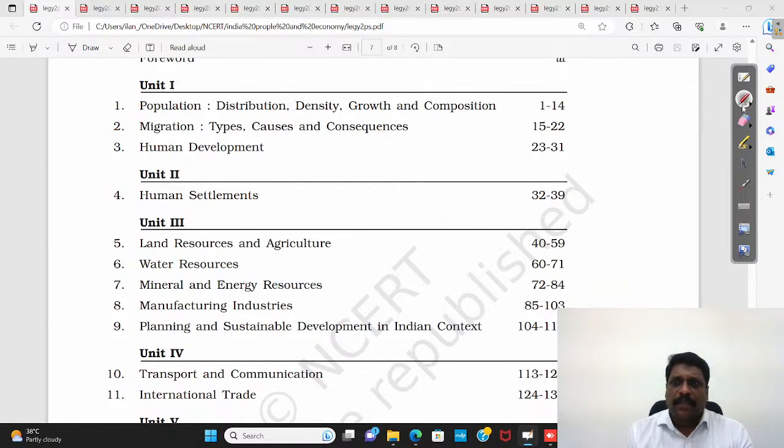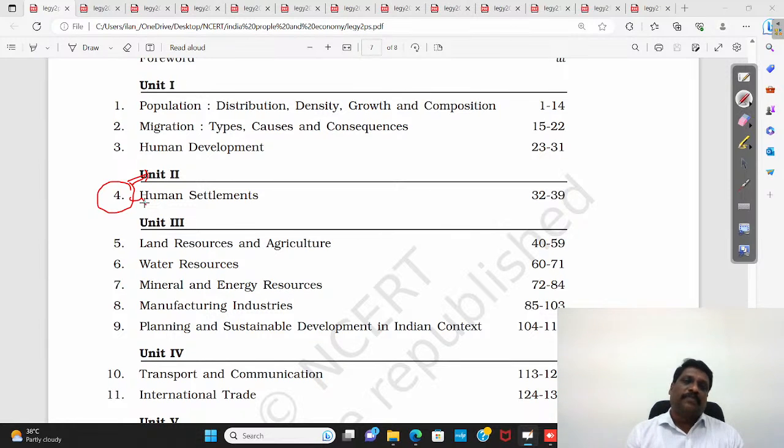So what we'll do in Unit 1, we'll discuss some of the concepts with respect to population and migration. And when it comes to human settlement, we'll try to understand the different types of human settlement. What do you mean by rural settlement? What do you mean by urban settlement? What exactly is the factor that distinguishes between this rural and urban setup? It is all about the occupational nature, the type of economic activity you are engaging in.